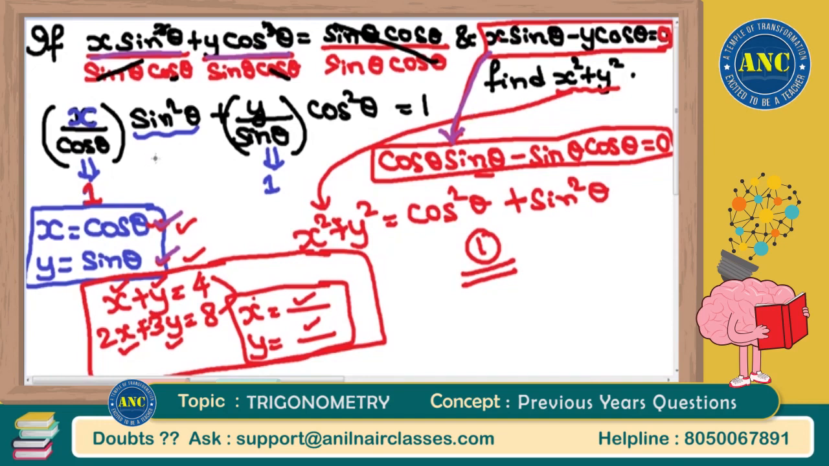Now see here, I told you to use one equation, get the values of x and y, substitute in the other equation, and get the answer. I used the first equation, got the values, and substituted in the second equation. This is my method 1.